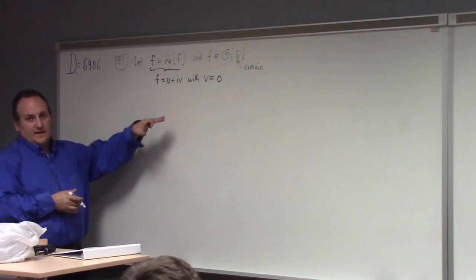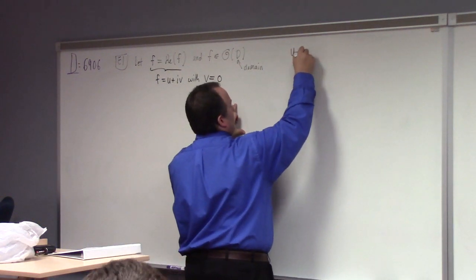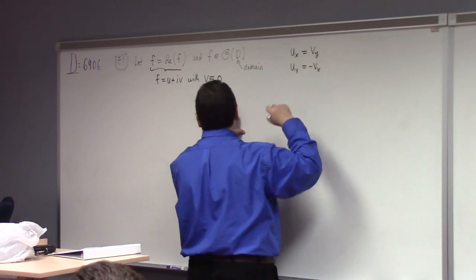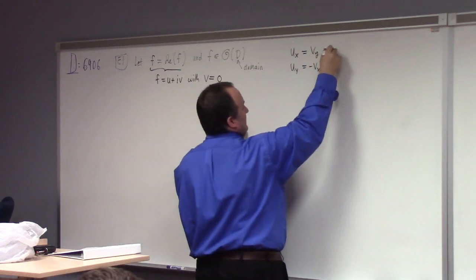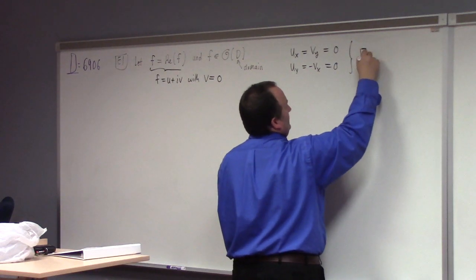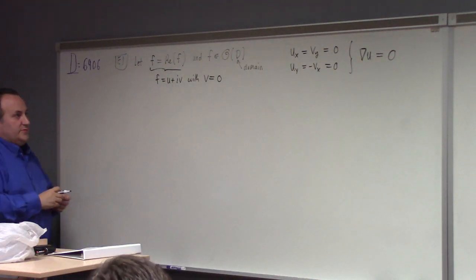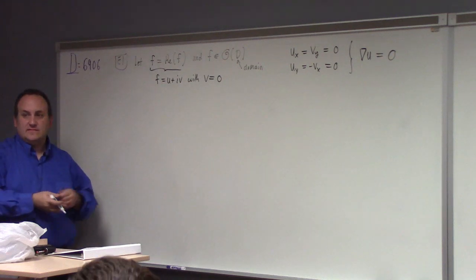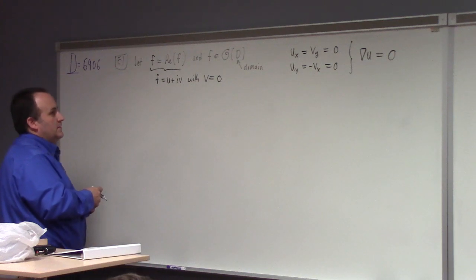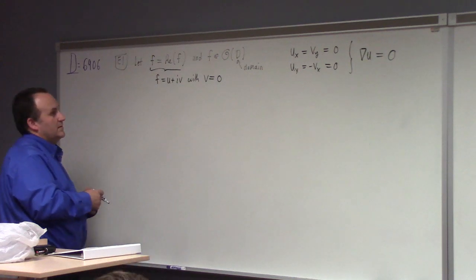So if it's holomorphic on this domain, what does that tell us? It tells us the Cauchy-Riemann equations hold true, right? So we have ux equals vy and uy equals minus vx. But those are 0. So this tells me that the gradient of u is equal to 0, which tells me that u is constant.